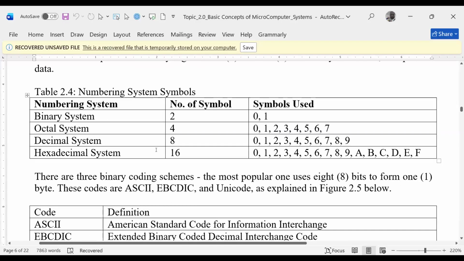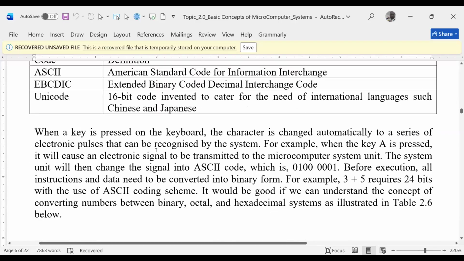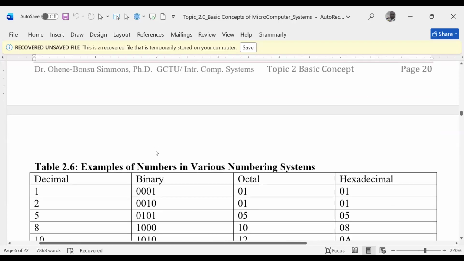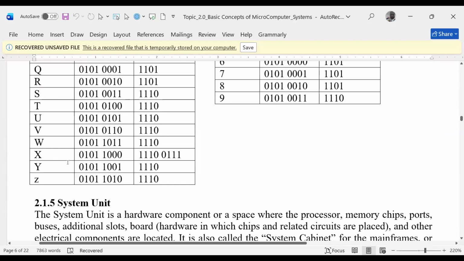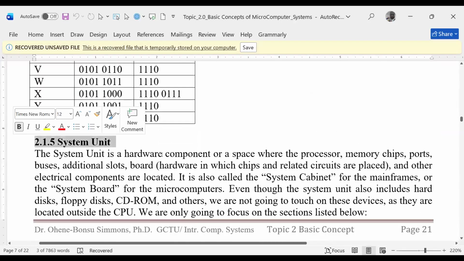When you read the keyboard, the last time we did the keyboard, so all this side, okay, go straight to this system unit. We are here now, system unit.